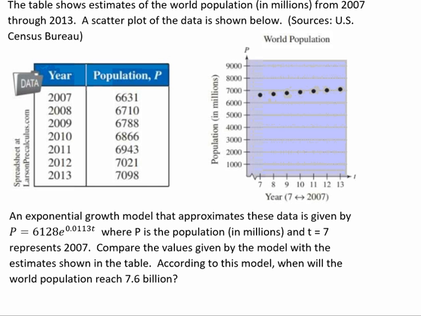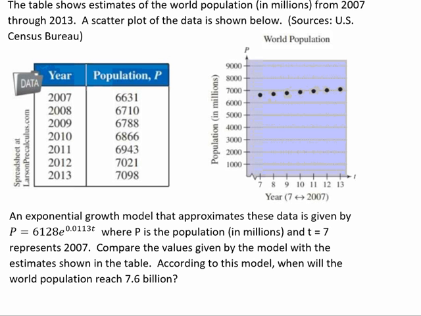So an exponential growth model that approximates this data is given by p equals 6,128 times e raised to the 0.0113t, where p is the population in millions and t equals 7 is going to represent 2007. So it's asking us to compare the values given by the model with the estimates shown in the table. And then according to this model, when will the world population reach 7.6 billion?